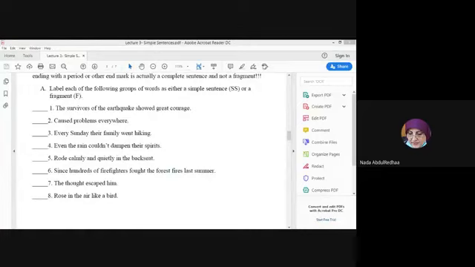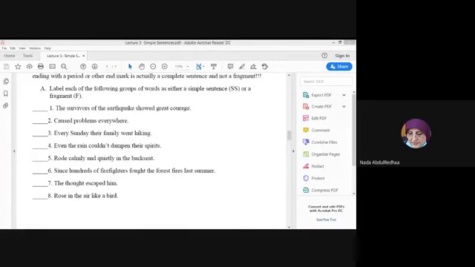Number 3: "Every Sunday, their family went hiking." Abbas Khalid? I think it's a simple sentence. How do you know that? Because there is a verb and a subject. What is the subject? Their family. Okay, what about "every Sunday"?